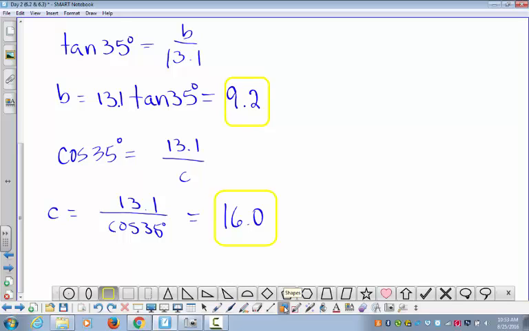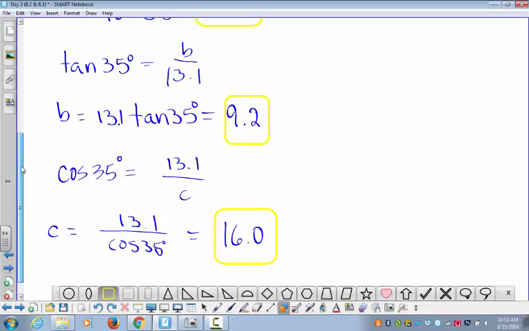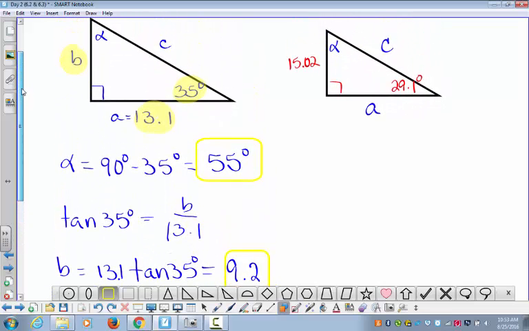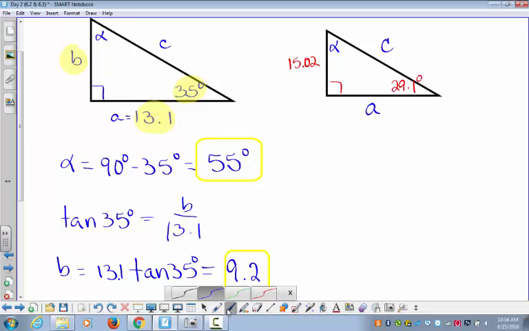Good? Some confirmation. I don't see anyone disagreeing, so I'm assuming that means yes. All right. Now I'll jump over to this one. Here we're going to solve for alpha first. Again, if you're given two angles in the triangle, that's generally a pretty safe place to start.